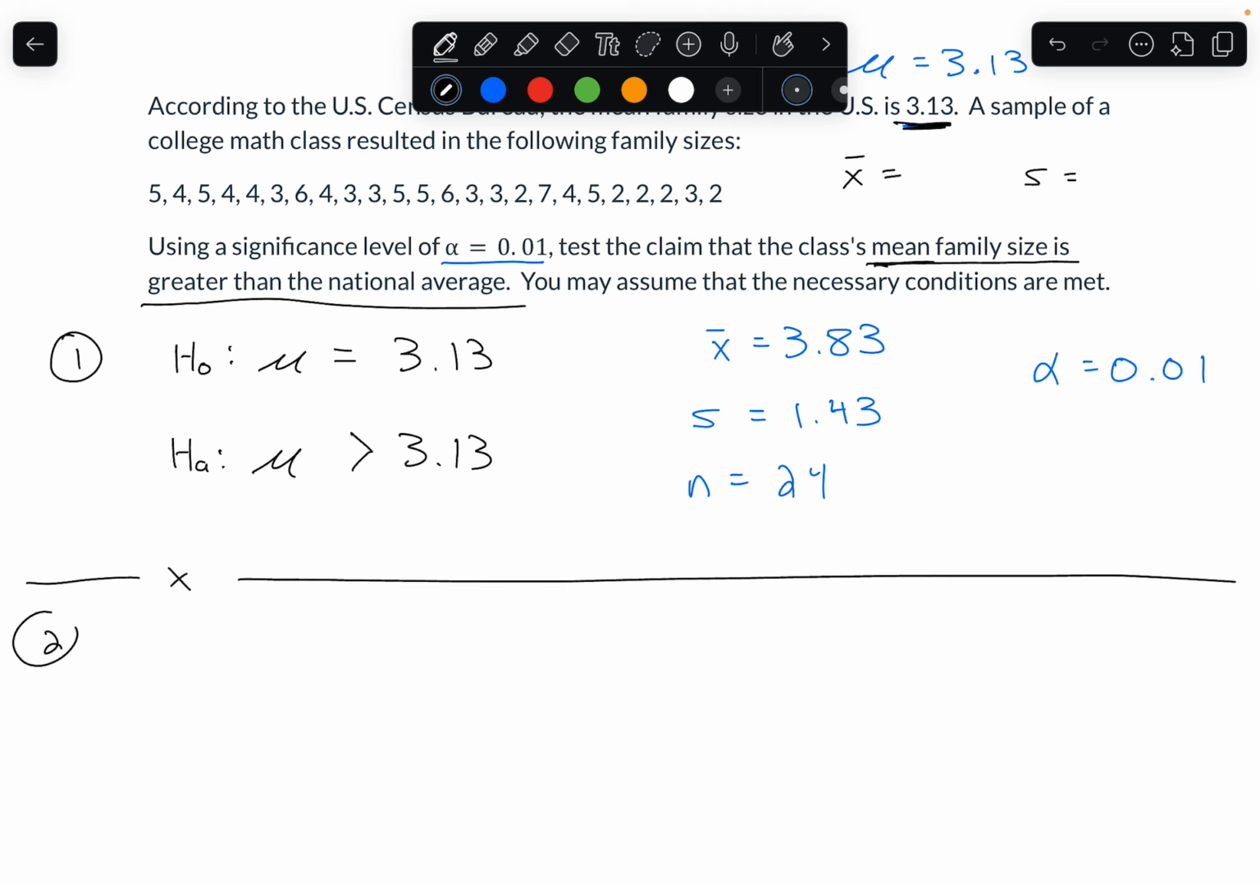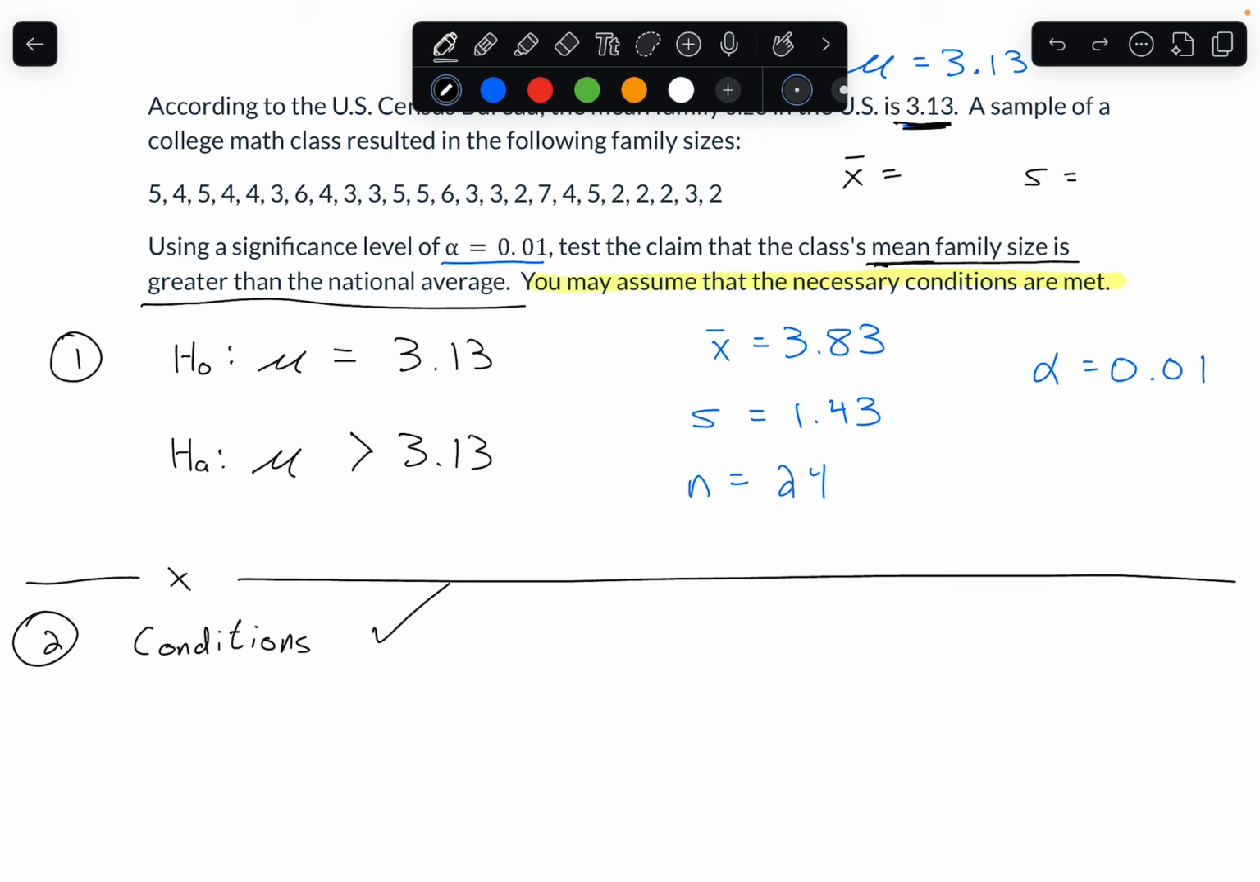Second thing that I want to do is check my conditions. Remember, my conditions are independent sampling, which we use random sampling as a proxy, and then a large enough sample size, meaning n is greater than or equal to 30, or if we don't have a large enough sample size, the underlying population is normally distributed. In this case, we can cheat a little bit. It says you may assume that the necessary conditions are met. So it's just telling us, hey, you can assume that the conditions are met. We don't have to worry about that part. Because we would have to worry about that part because our sample size isn't quite big enough. So we would have to hope that our underlying population is normal.